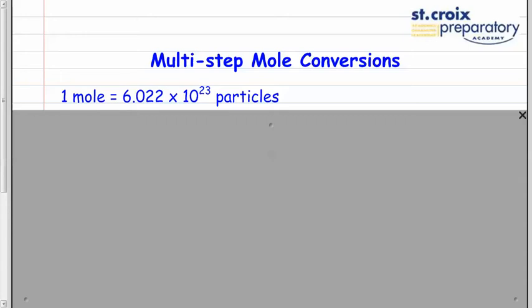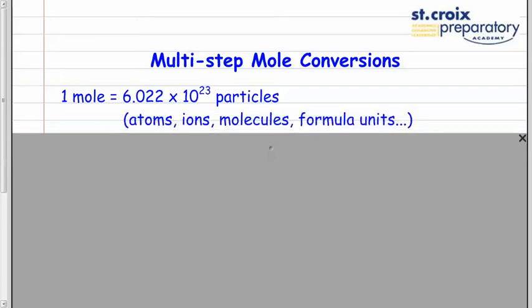This is just kind of an ambiguous measure, like a dozen. A dozen is always 12. It doesn't matter what the particles you're talking about are, whether they're eggs or reams of paper. Usually in chemistry, however, those particles are going to be atoms or ions or molecules if you're dealing with a molecular compound, or formula units, sometimes abbreviated FUs, if you're dealing with an ionic compound.